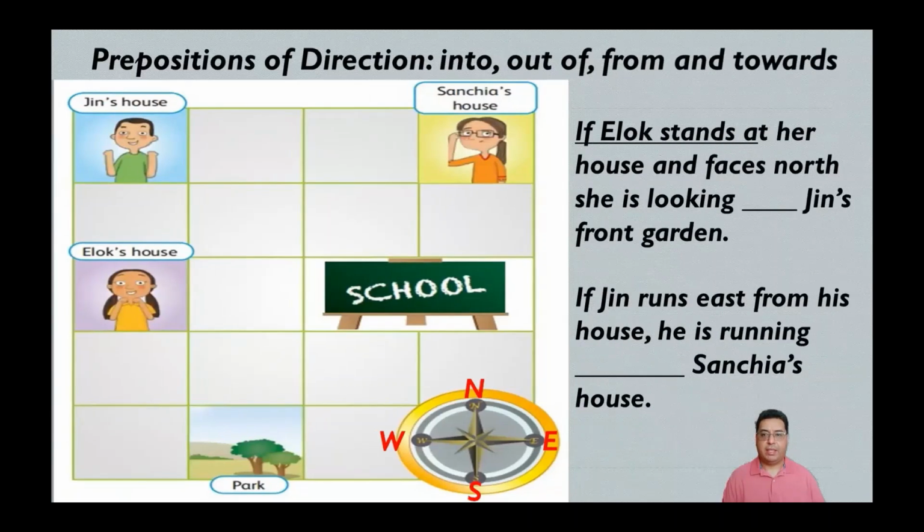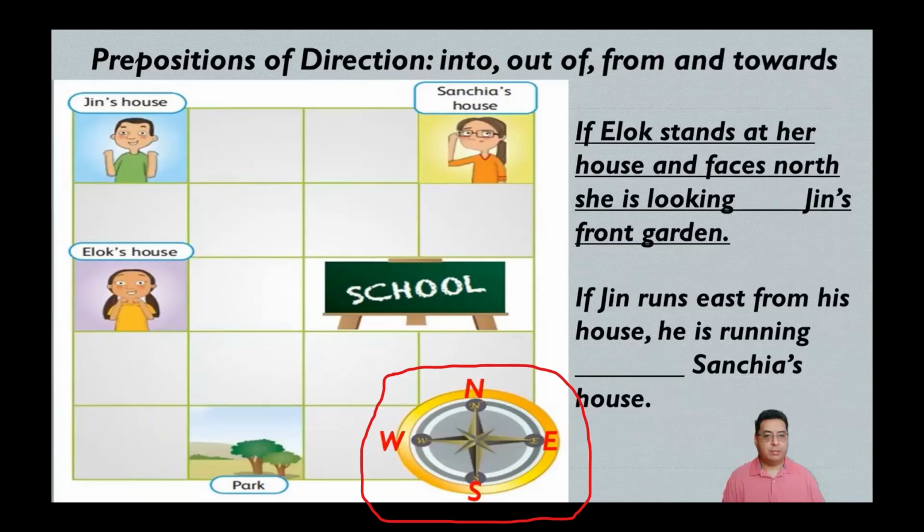If Elok stands at her house and faces north, she is looking blank Jin's front garden. So looking at this map here, and I've got a compass with the labels north, south, east, west here. If she's facing north, which preposition would you use in that blank there? You're going to use into. The sentence reads, if Elok stands at her house and faces north, she is looking into Jin's front garden.